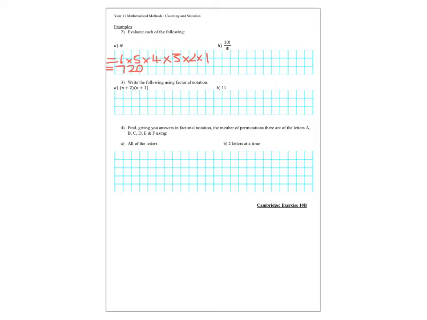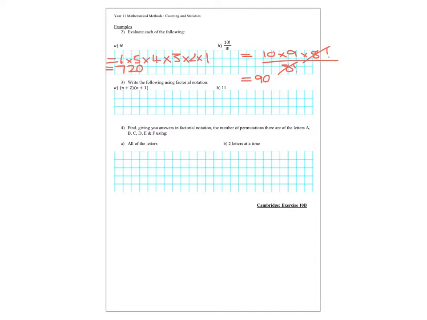Now if we look at 10 primed over 8 primed, I'm just going to show you a quick way of doing this. Instead of writing this all out, we're just going to write that as 10 times 9 times 8 primed divided by 8 primed. Alright, and then we'll cancel the 8 primes and we'll get 10 times 9, which is just equal to 90.